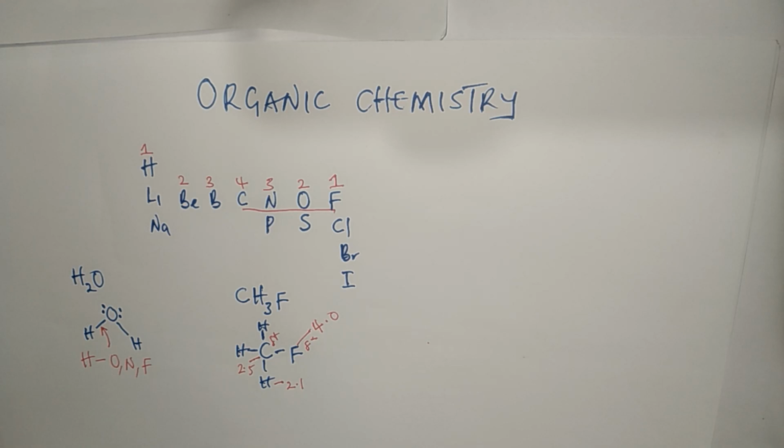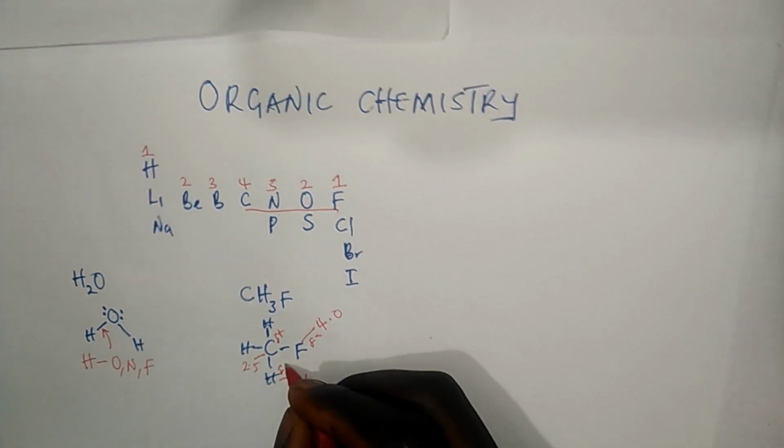So for carbon and fluorine, when you subtract 2.5 from 4.0, what you get is 1.5. And that tells you that the carbon to fluorine bond is a polar bond. But for the bond between carbon and hydrogen, when you subtract 2.1 from 2.5, what you get is 0.4. And that means that the bond is a non-polar bond. Another thing again is that hydrogen is also partially positive.